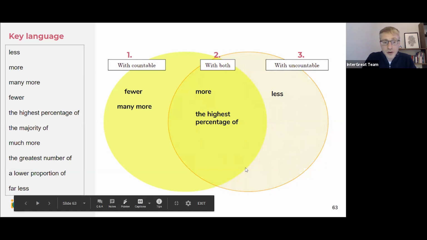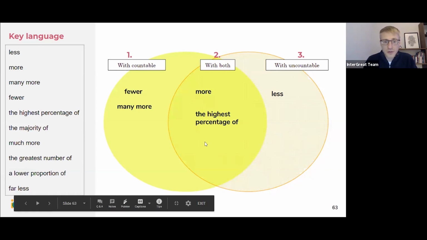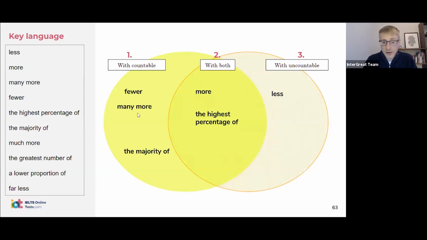If we say the majority of, yeah, there's some disagreement. Some of you think 1, some of you think 2. If you use the majority of, you can only use this with countable. So the majority of people, the majority of employers, this will be just for countable.